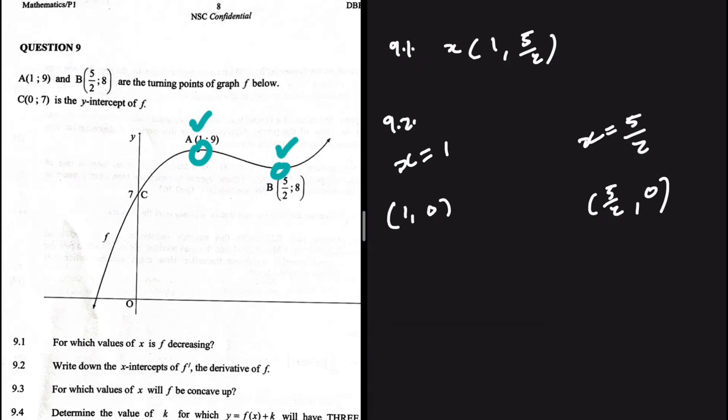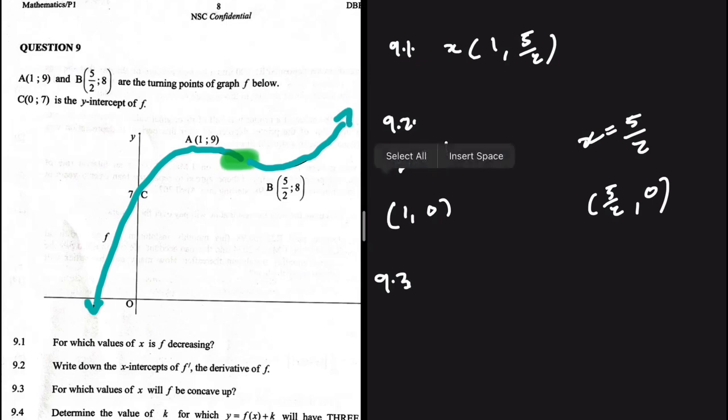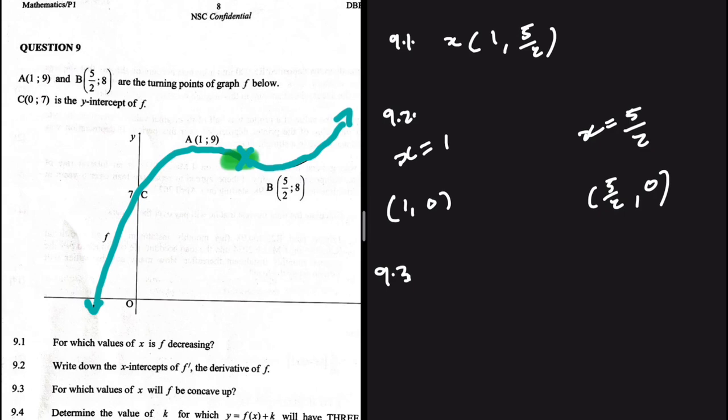So that is 9.2. And then 9.3, for which values of x is f concave up? So take a look at this. From here, right, up until somewhere in between, it is concave down, as we can see, but the concavity changes. And then now it becomes concave up from this part up until infinity. So we need to find this point where the concavity changes. It is called the point of inflection. How can we find that point?